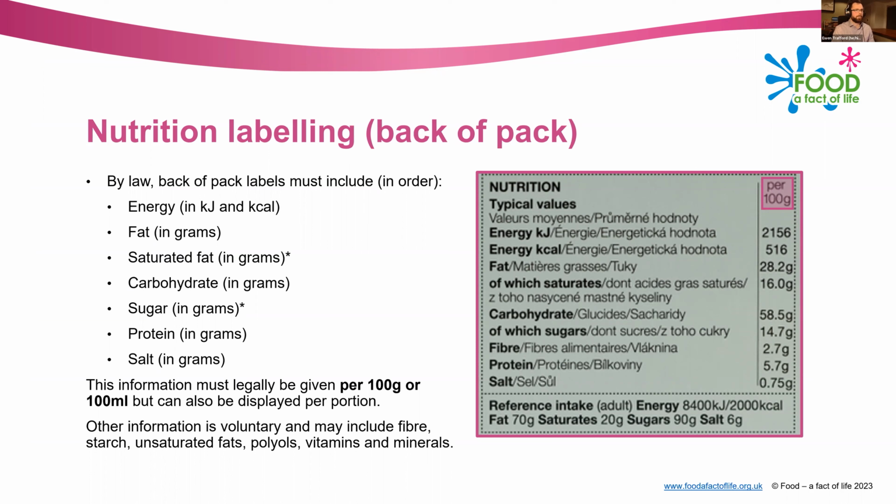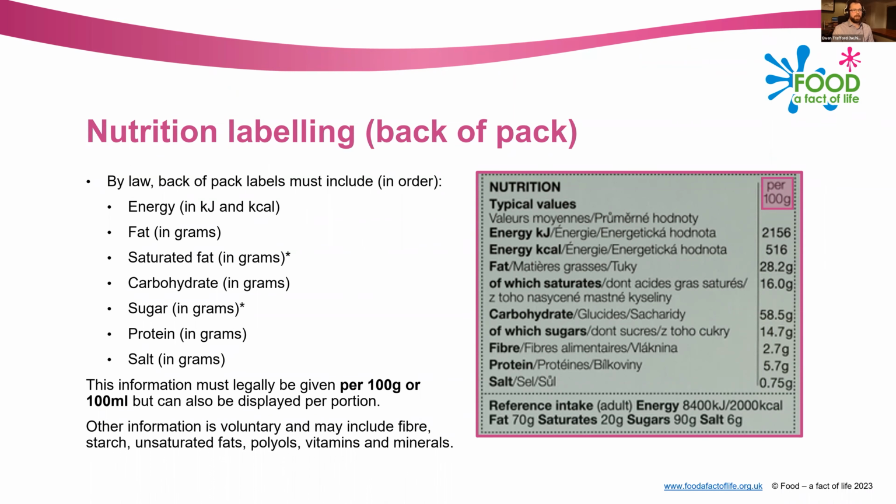And if you've seen labels from other countries, for example, the US, some of this information you'll notice is quite different. Some countries report sodium, for example, rather than salt. And those asterisks are just to denote that the wording is normally 'of which saturates' and 'of which sugars' on the back of the pack, because the saturates are as a proportion of fat and the sugars are as a proportion of the total carbohydrate. The information must legally be given per 100 grams or per 100 ml, but it can also be displayed per portion.